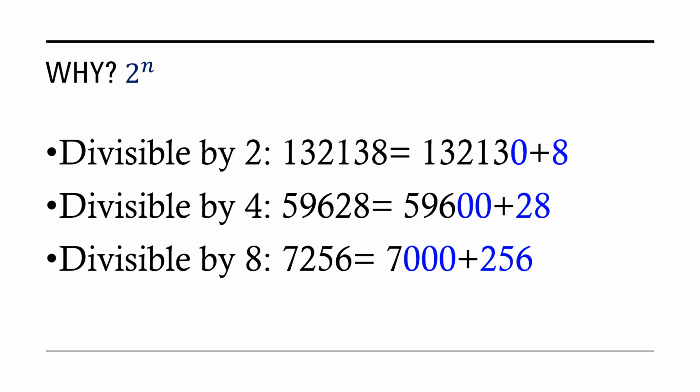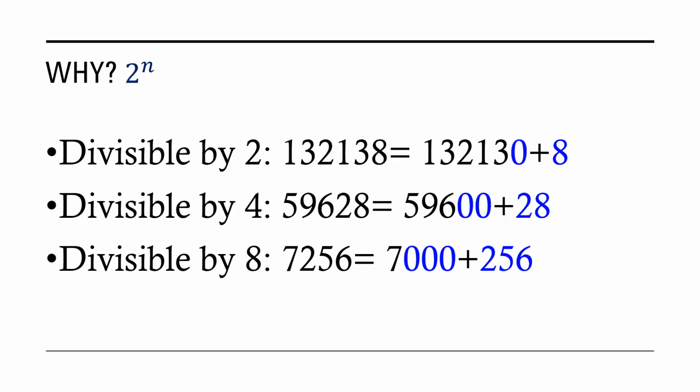Now here's some bonus content. If you want to know why the 2 to the n works, it's based on the idea of tens and hundreds and thousands. So if I want to check divisibility by 2, I know that anything times 10 is automatically divisible by 2. So I'm just going to check the last digit, because everything other than the last digit is some sort of multiple of 10, which is divisible by 2.